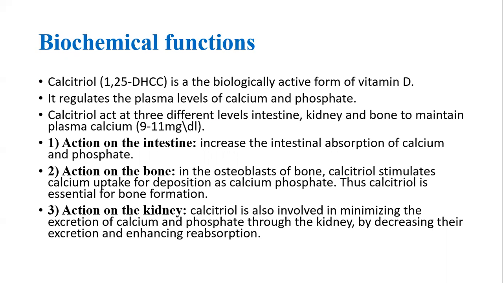The osteoblast cells are activated by the calcitriol hormone and increase the uptake of calcium ions. That means deposition of calcium phosphate in the bone. That's why we can say calcitriol, or vitamin D, helps in the formation of bones.